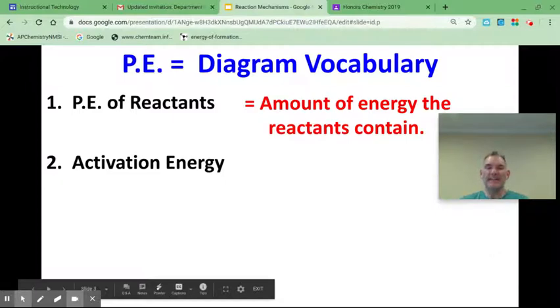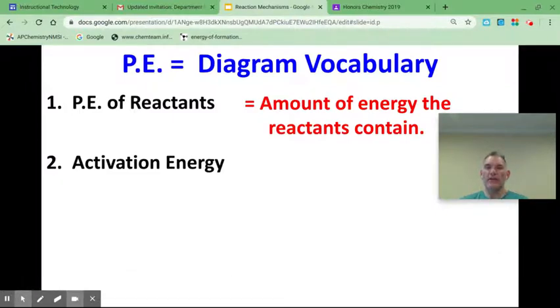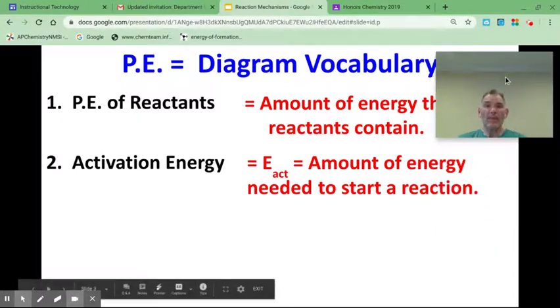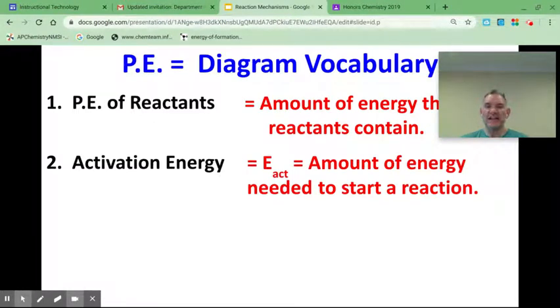Second is the activation energy. Now notice, we all know what energy is, and the word activation means to start. Well, putting that in reaction mechanisms and kinetics terms, the activation energy is the amount of energy needed to start a reaction. Now, in these diagrams, instead of writing out activation energy all the time, we use this little symbol called E, act. Act for activation, E for energy. Every reaction needs a little bit of energy in order for it to start. Some involve a lot more energy, and that's how things can be spontaneous or not as well.